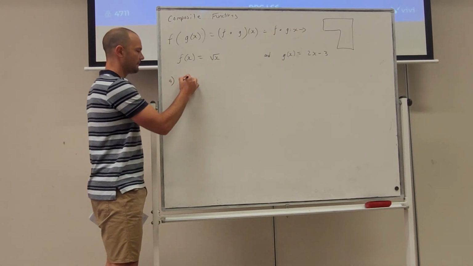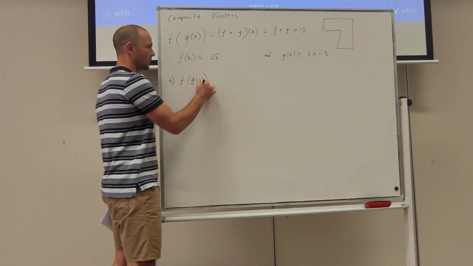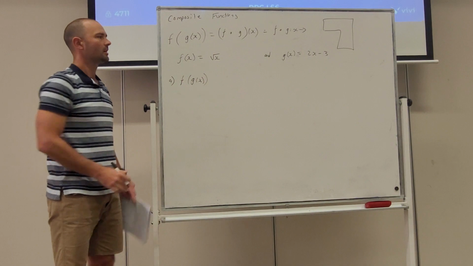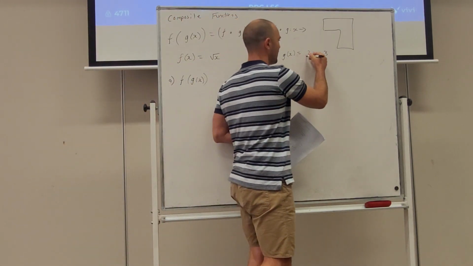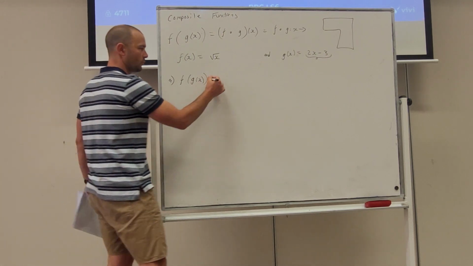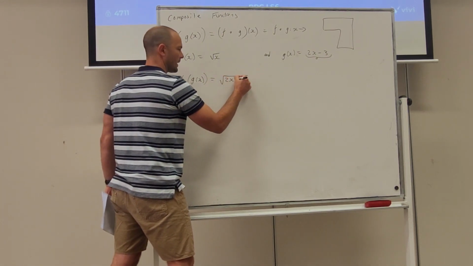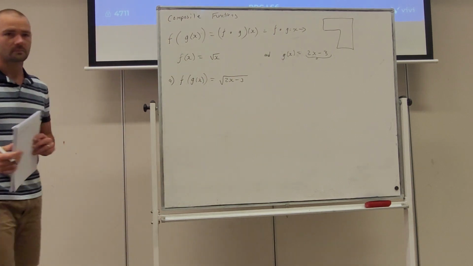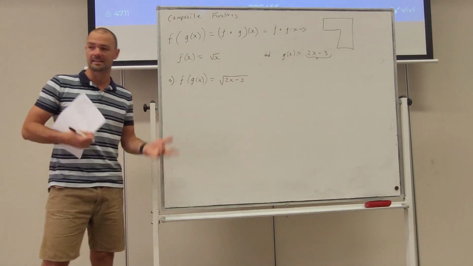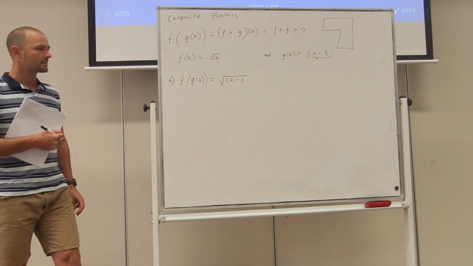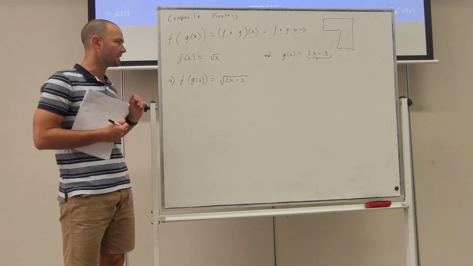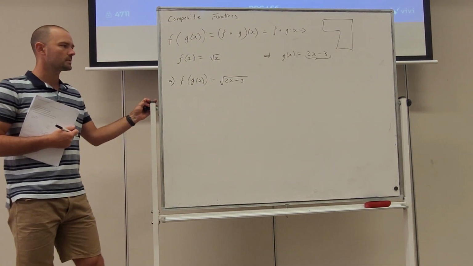So f of g of x. What that means is I'm taking g of x and it's going inside f of x. So I'm putting this whole thing everywhere there is an x in f of x. So f of g of x will be the square root of 2x take away 3. That's the function we've got. Now from here we could graph it in order to assess its domain and range. But let's see if we can answer it algebraically, using what we understand about functions.